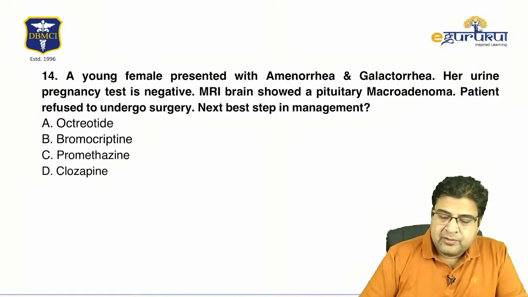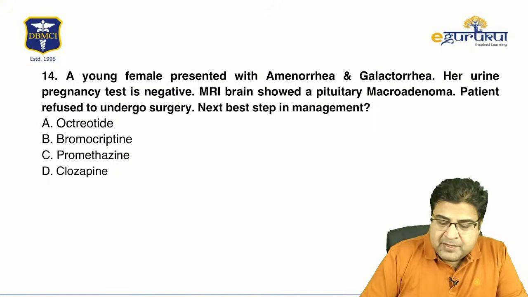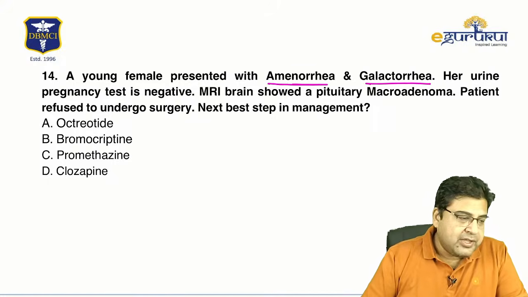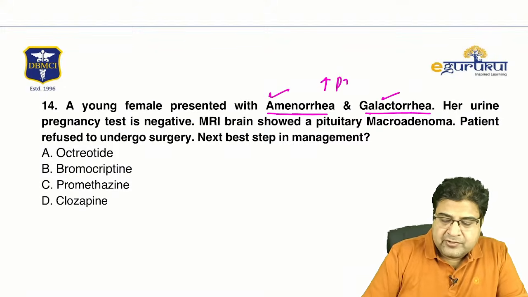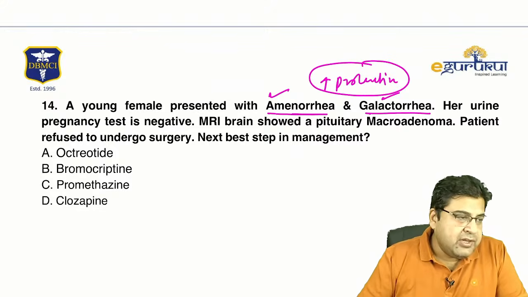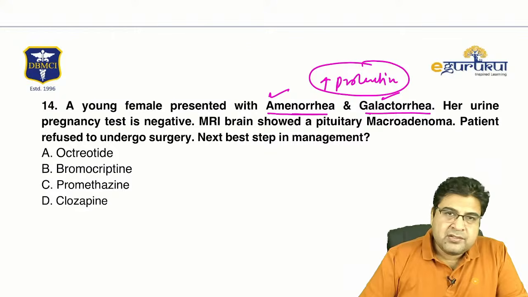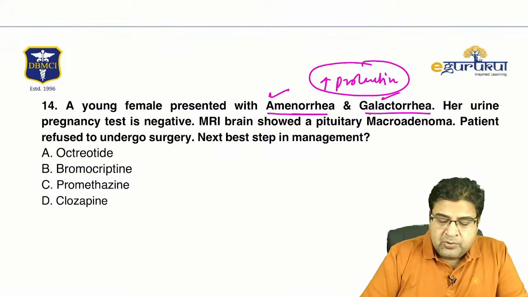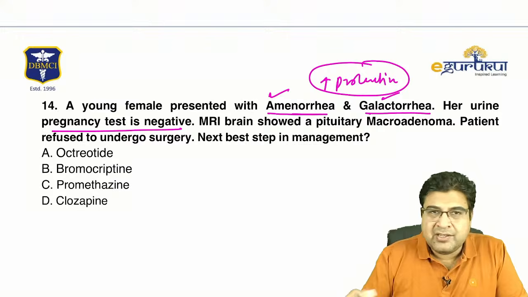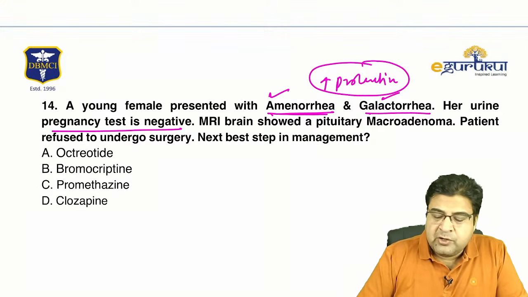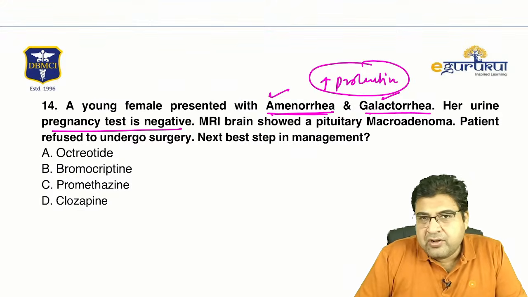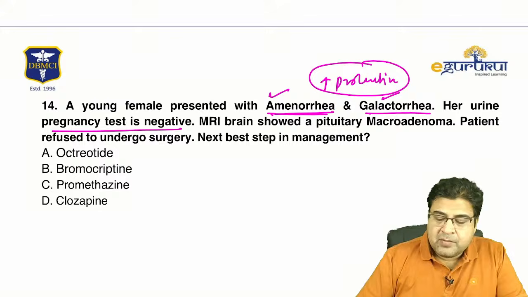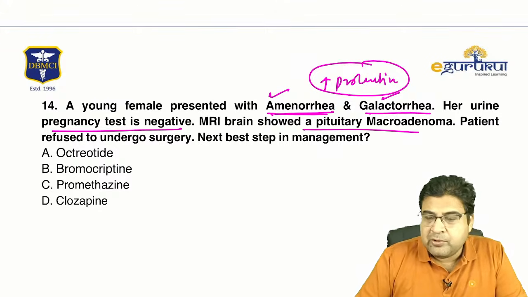Now question number 14, a female presents with amenorrhea and galactorrhea. It means she has excess of prolactin. Excess of prolactin will lead to galactorrhea, plus it will lead to lactational amenorrhea, right? Now she has amenorrhea, but her pregnancy test is negative. Obviously, she cannot conceive. This amenorrhea is due to hyperprolactinemia. She cannot conceive, she is infertile. Now again, the patient suffers from prolactinoma because of pituitary adenomas.